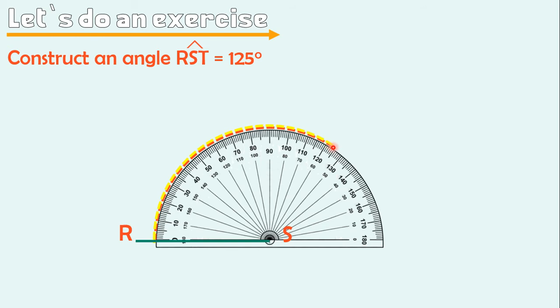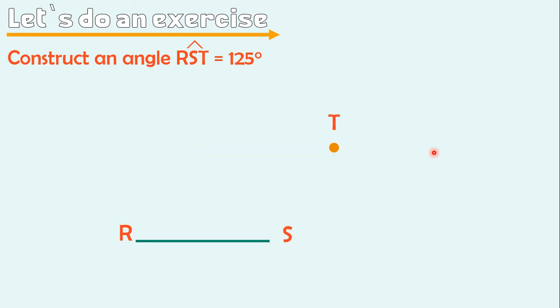125 here. Now we assign this point and we call it T. Finally, we just join the point S with the point T like this. So we get the angle RST equals 125 degrees.